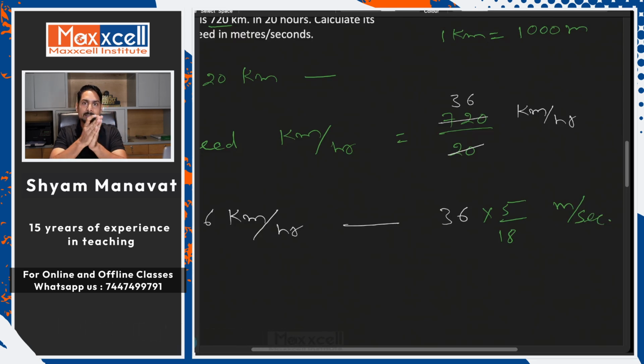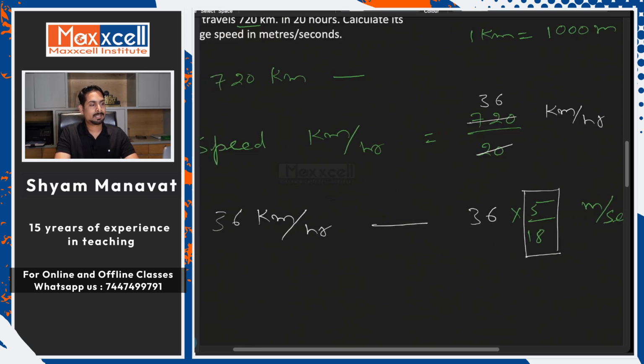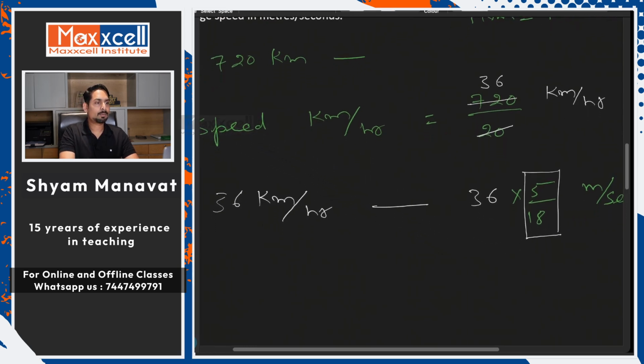1 kilometer per hour converting into meter per second, the number by which you multiply is 5 by 18, right? Now simplify. 18 2s are 36 and then 2 5s are 10. So 10 meter per second. 36 kilometer per hour will get you 10 meter per second.